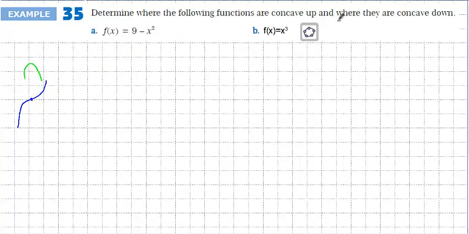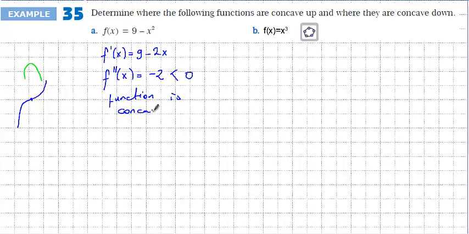Okay, to understand where the function is concave up or concave down, let's firstly find the second derivative. The first derivative f'(x) is going to be equal to 9 minus 2x, and the second derivative f''(x) is going to be equal to minus 2. As you see, f''(x) is less than 0, which means the function is concave down.